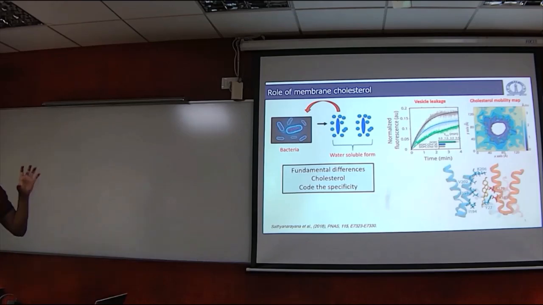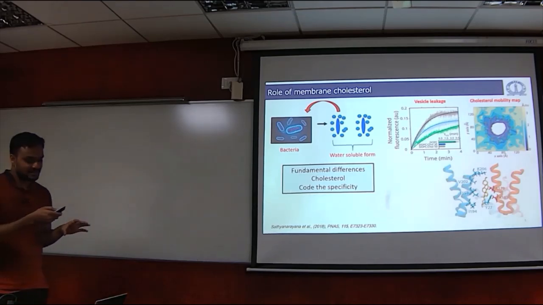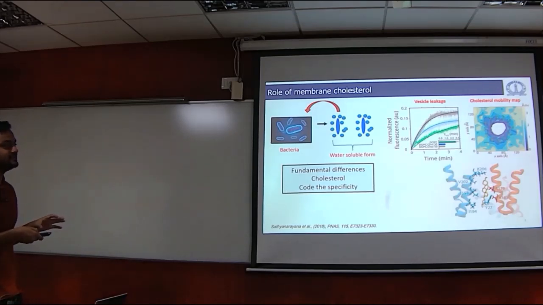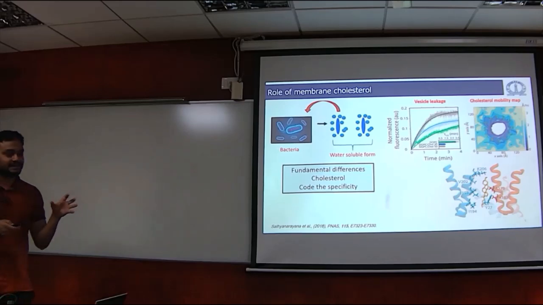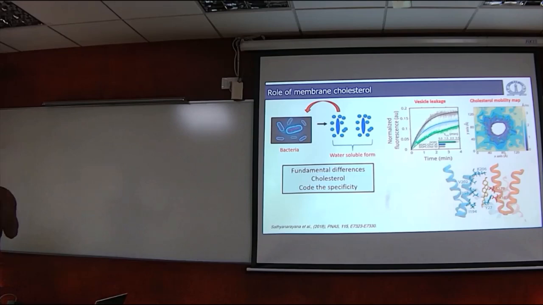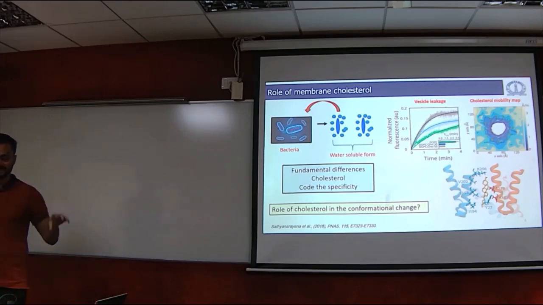And when we zoom into the structure closely, we find that the cholesterol likes to sit in between two beta sheets and interact with certain residues. So here the cholesterol kind of works as a glue to hold the entire pore state in the membrane and provide stability. So this study was all about the role of cholesterol when the pore has formed, to provide stability. But now the question is, what is the role of cholesterol during the conformational change to go from beta sheet to helix state?